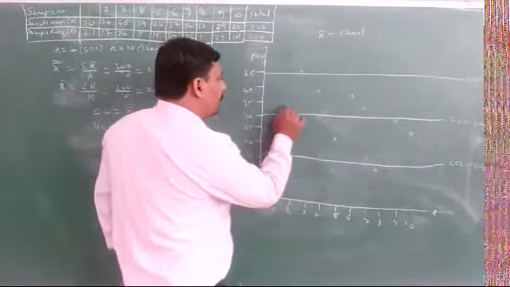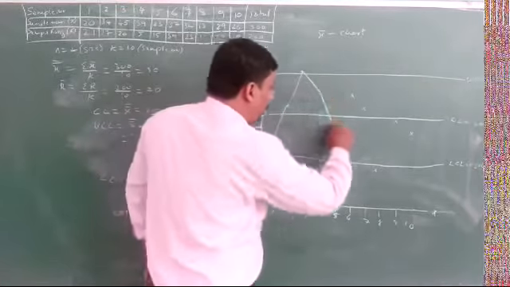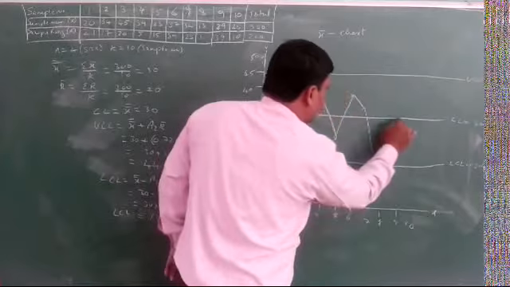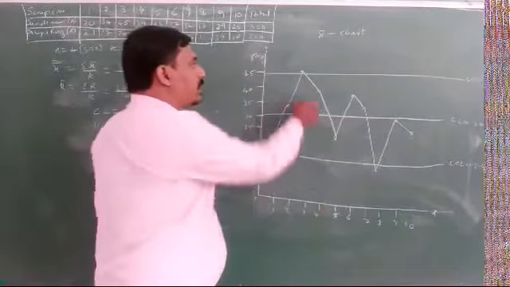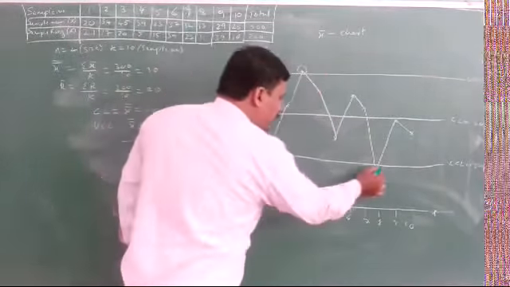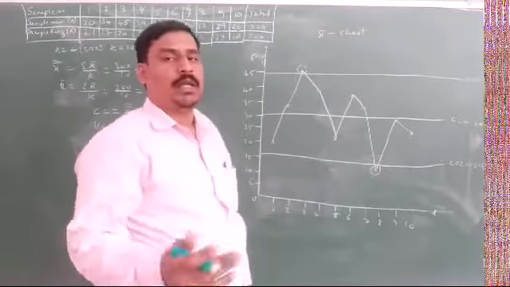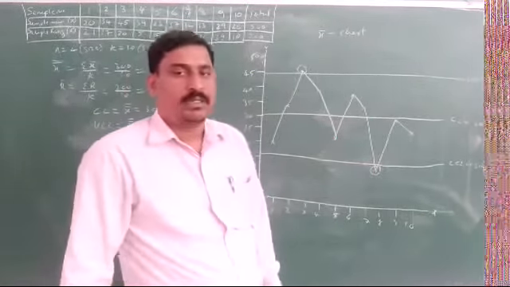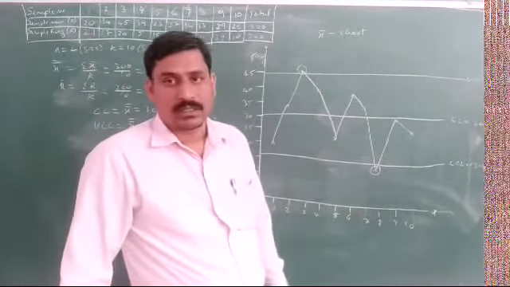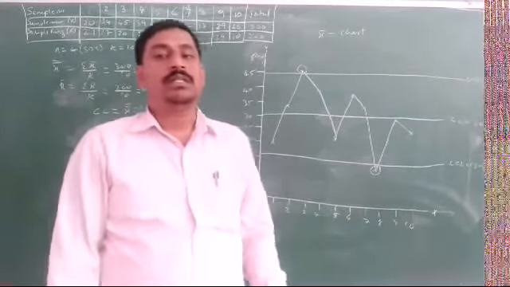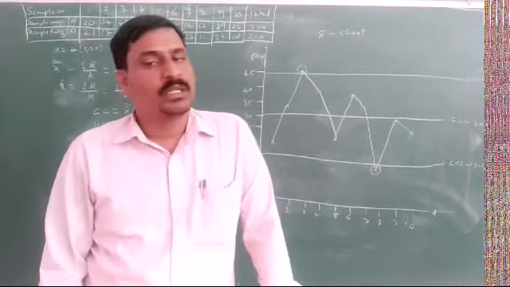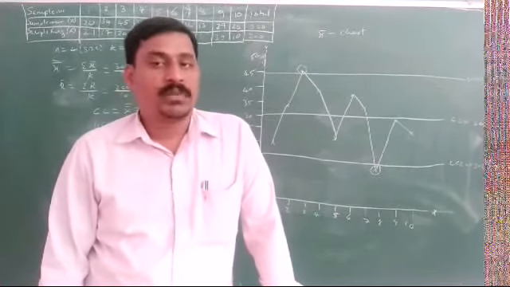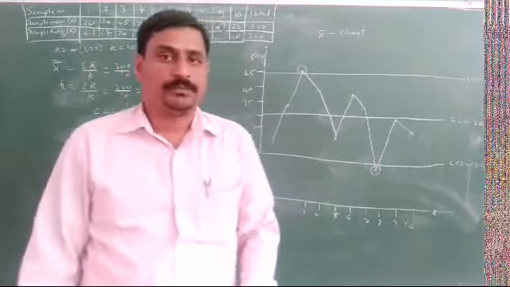Now here two values are lying outside. Join all of them. So here one value and here another. Two values are lying outside the upper control and lower control limits. Therefore the process of production is not under control. Here the conclusion is that the average production process is not under control.